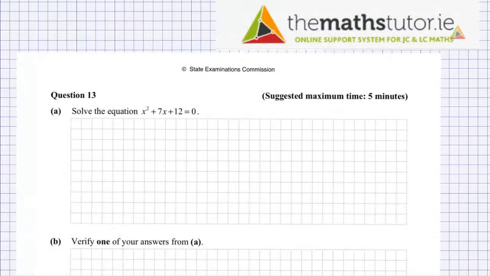Okay, so we have 2 more exam questions to do. So this one is from 2015, and it's paper 1 again, and it's question 13. So let's have a look at the question, and it says solve. Now, if it says solve, it means solve for x. So solve the equation x squared plus 7x plus 12 equals 0. So I'm going to rewrite that. x squared plus 7x plus 12 equals 0. Now remember the rules, we're going to factorise first.